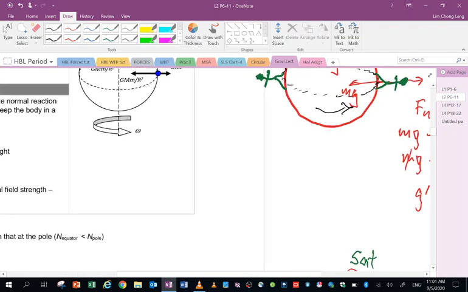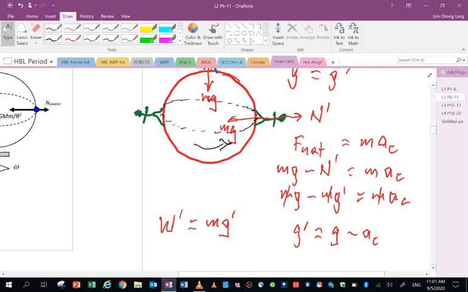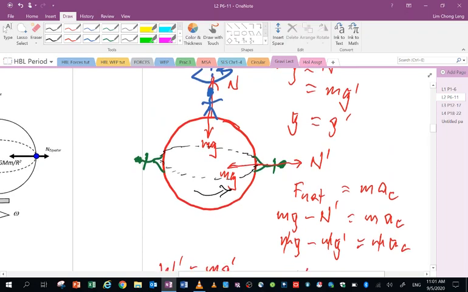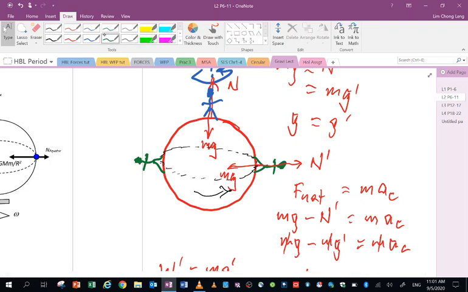So the person at the equator experiences a smaller weight. I'll write W at the equator equals mg prime, where g prime is smaller than the true g. So why does the person at the pole experience the true weight? Well, we can see very clearly now: as you move from the equator to the pole, the circle gets smaller and smaller. I'm going to draw the circle here. Can you see this is the circle of rotation? Let me draw another one.